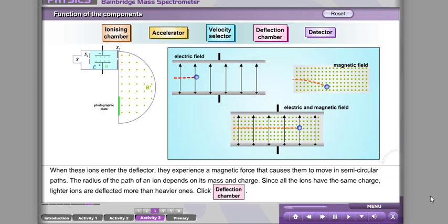When these ions enter the deflector, they experience a magnetic force that causes them to move in semicircular paths. The radius of the path of an ion depends on its mass and charge. Since all the ions have the same charge, lighter ions are deflected more than heavier ones. Click the deflection chamber button.